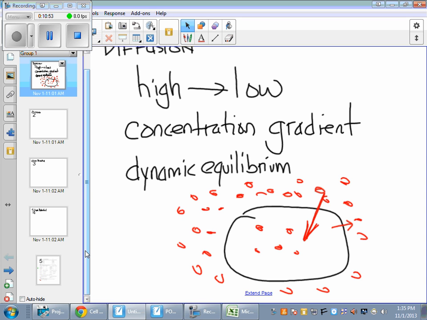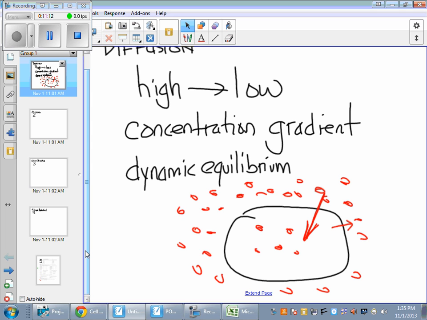So, simple diffusion, facilitated diffusion. The two most basic mechanisms we use to move molecules. Facilitated diffusion, very important for things like glucose, amino acids, water. In fact, water even has a specialized channel protein called an aquaporin.